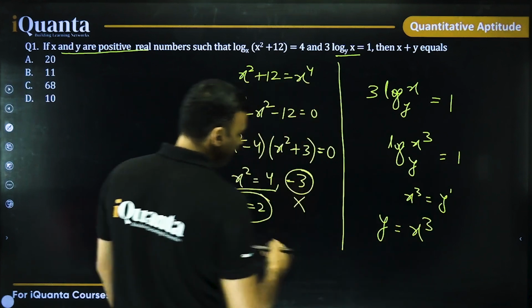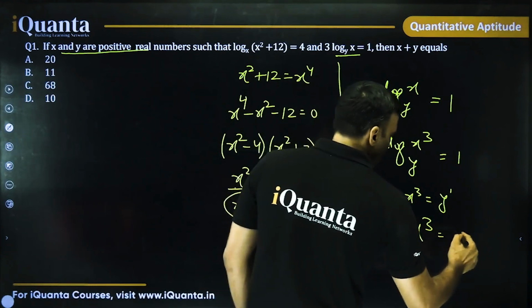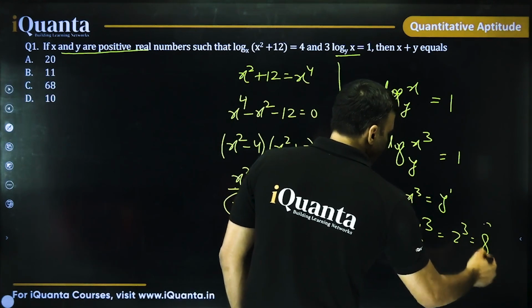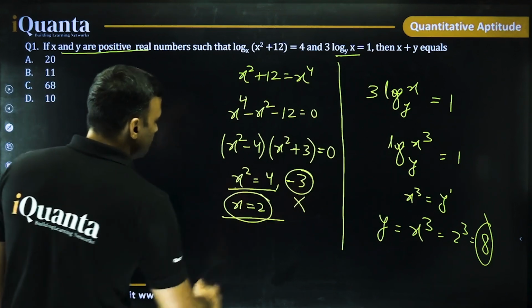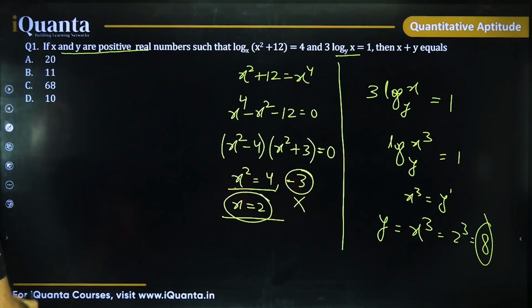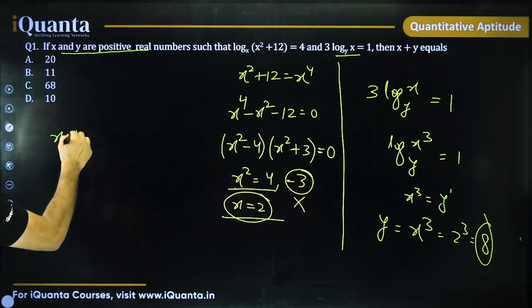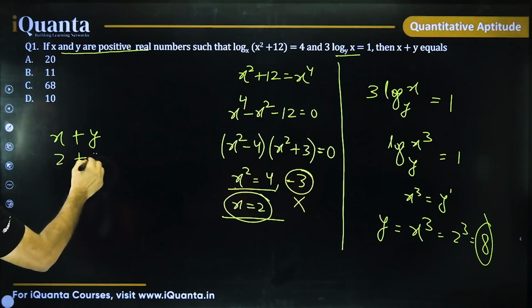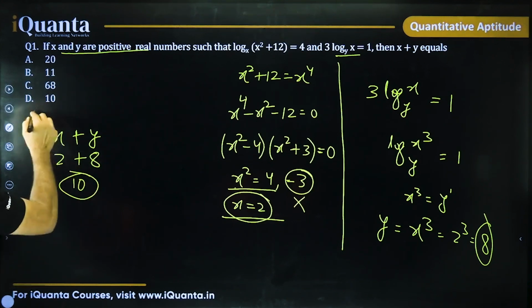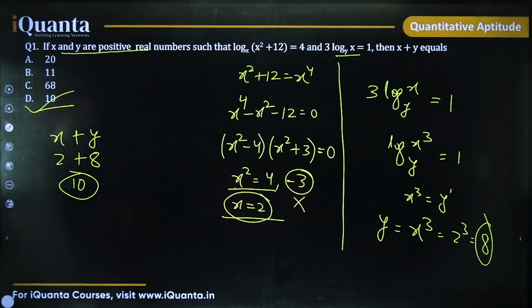And we already have x value equal to 2, so it is 2 cube. So 2 cube, that means it is equal to 8. So y value 8, x value 2. What exactly is the question? Question is x plus y. So x plus y is 2 plus 8 and that is 10. Option D, 10 is the correct answer, right?